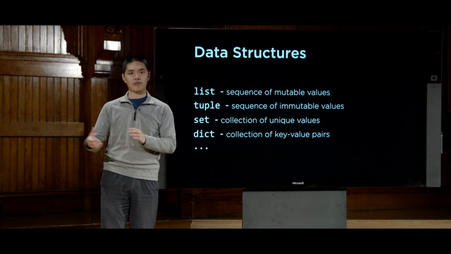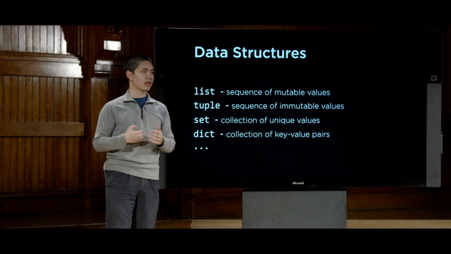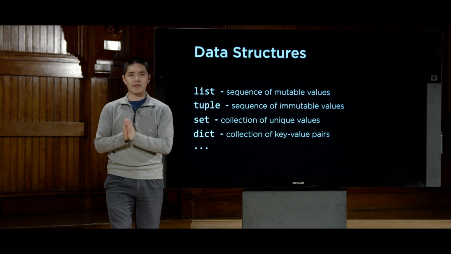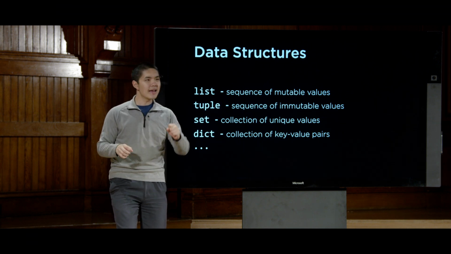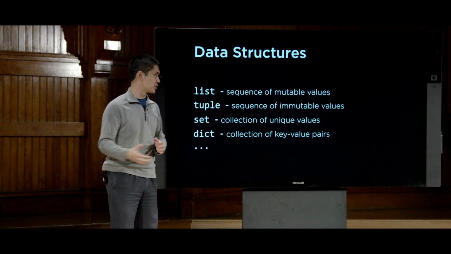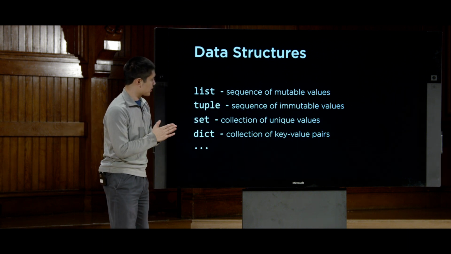I can delete something from the list. I can modify the values inside the list. A tuple, on the other hand, is a sequence of immutable values. Those values can't change. You can't add another element to the existing tuple. You'd have to create a new tuple in order to do so. And there are other data structures that exist as well.